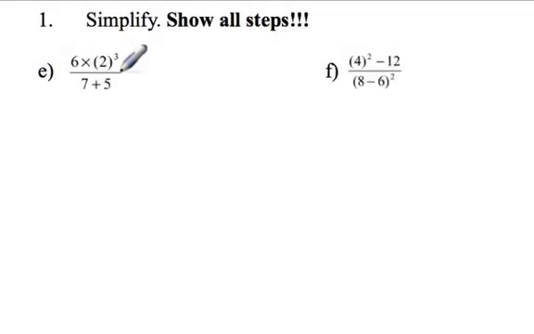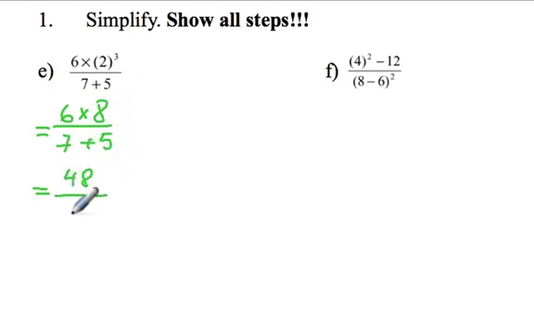Question E. Before we can divide, we have to figure out the numerator and the denominator. So in the numerator, we have to do the exponents before we can do multiplication. 6 times 2 to the power of 3 is 8. Remember, 2 to the power of 3 means multiplying 2 by itself 3 times. So 2 times 2 times 2 equals 8. And in the denominator, we have 7 plus 5. 6 times 8 is 48, and 7 plus 5 is 12. Now 48 divided by 12 equals 4.